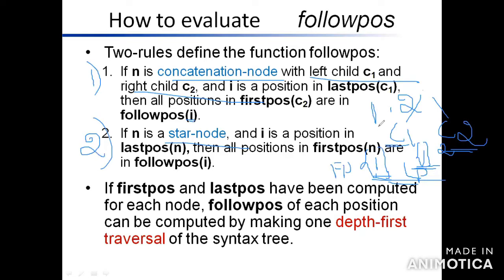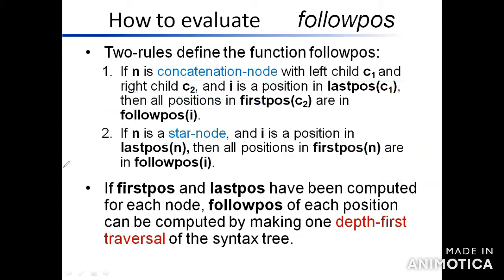Next data. Positions 1 and 2 can be followed with 3. That is the thing: if numbering 3 is available, we have to use it. So this is the first rule for defining the follow function. Which node? Concatenation node.